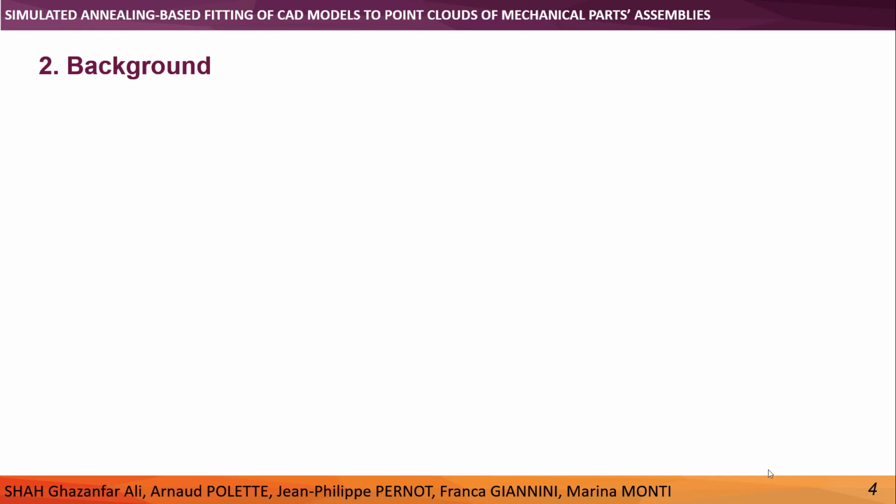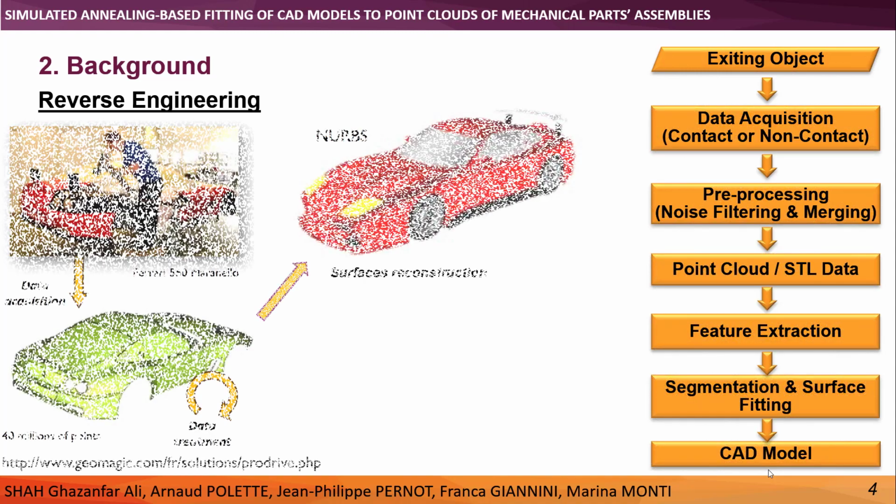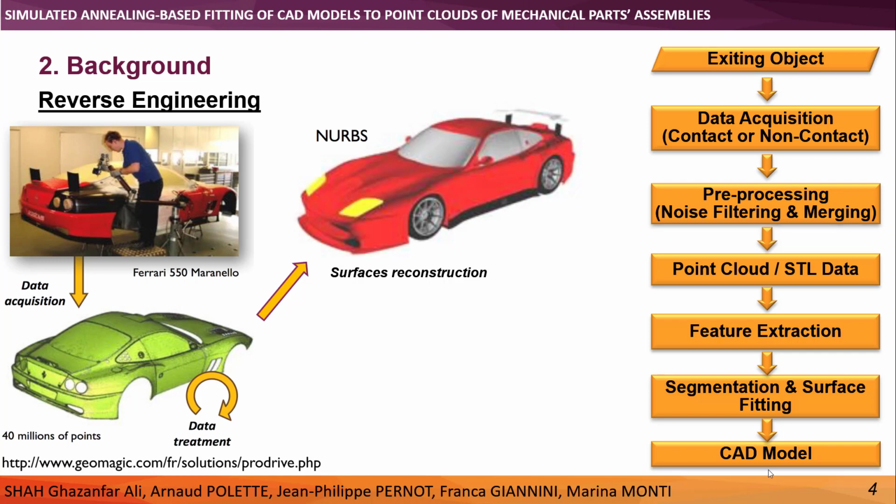For the background, I will start with a brief introduction of reverse engineering. In the traditional reverse engineering, the process starts with the existing object. Then there is data acquisition with the help of contact and non-contact devices. The output of these data acquisition devices is a point cloud that incorporates noise, and some pre-processing is required to remove such noise and also to merge different segments of points. After pre-processing, the output is a point cloud that could be in the form of STL.